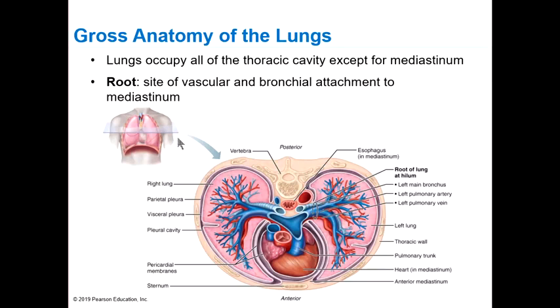Now we'll look at the lungs, which occupy almost the entire thoracic cavity, except for the space in between the lungs, which we call the mediastinum. That's occupied by the heart and by some vessels and ducts in the superior portion of the mediastinum. And this part of the lung, the root, is where all that vascular and bronchial attachment to the mediastinum is from the lung.